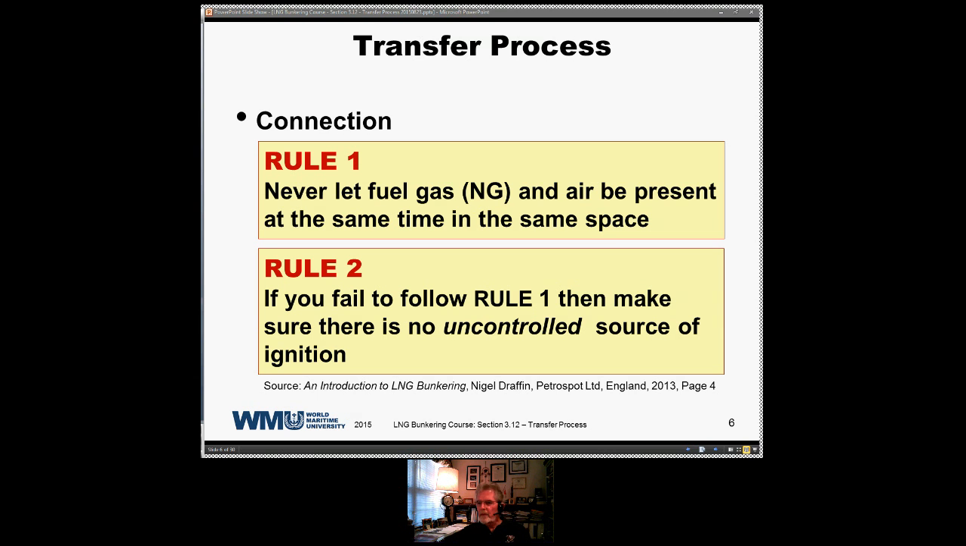The second rule is if you are unable to follow rule 1, and there may be an occasion where that happens, then you make sure that there are no uncontrolled sources of ignition in the area. So by following these two rules, you are going to be in a very, very good position.